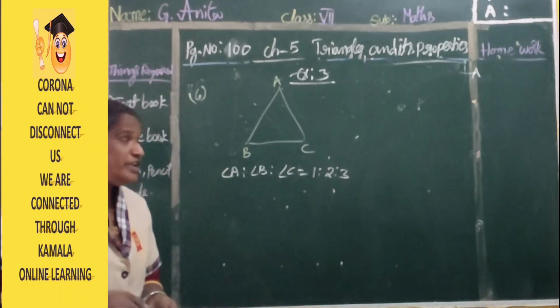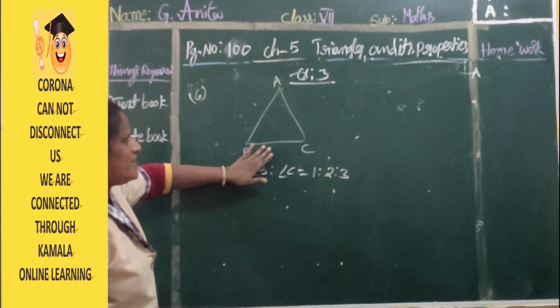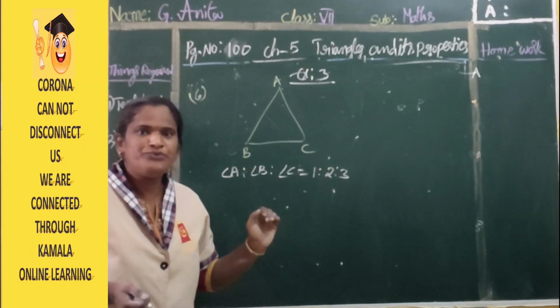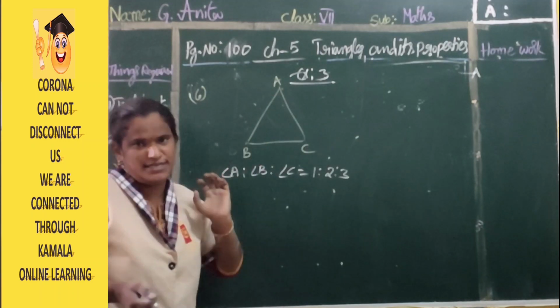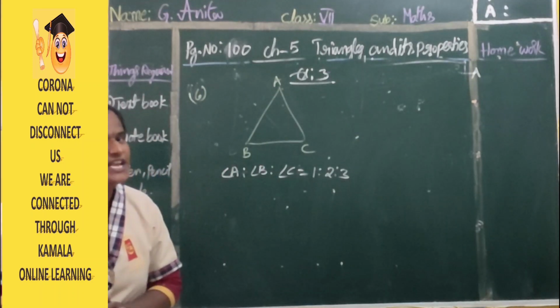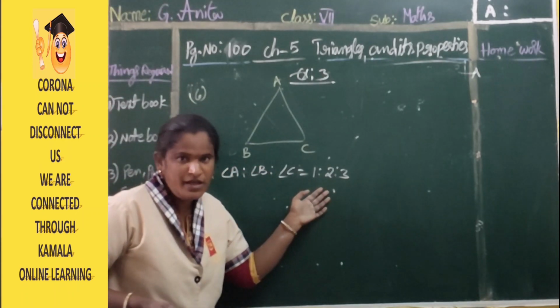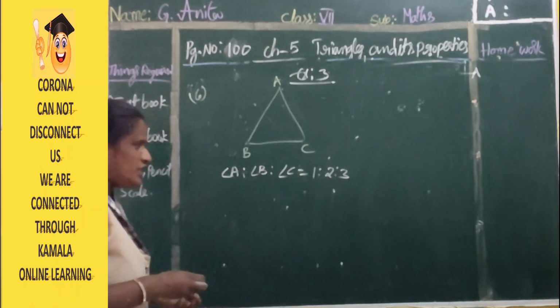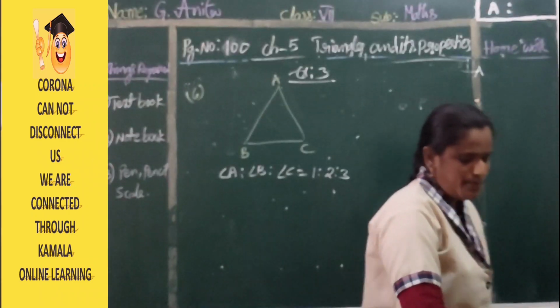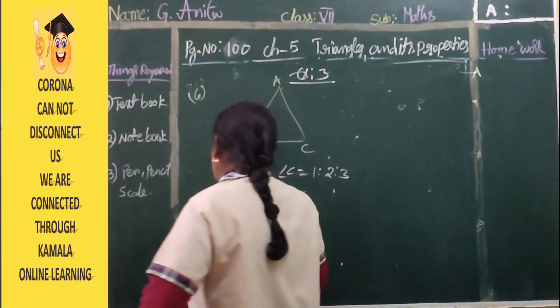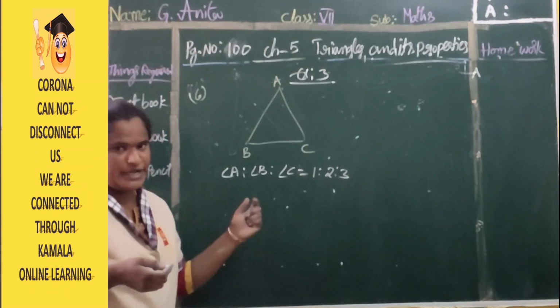We need to find angle A, angle B, and angle C. So how can we find them? They are given in the ratio, so we need to find the values of angle A, angle B, and angle C. Use the angle sum property here also.